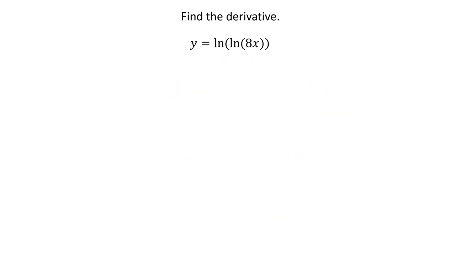Let's take a look at this example. Here we're asked to find the derivative of y equals the ln of ln 8x. This one looks wonky for sure, but it makes it a little bit easier if we just recognize that our given function is just ln of f of x again. Y equals the ln of f of x, where f of x is the ln of 8x. So y prime is equal to f prime of x over f of x.